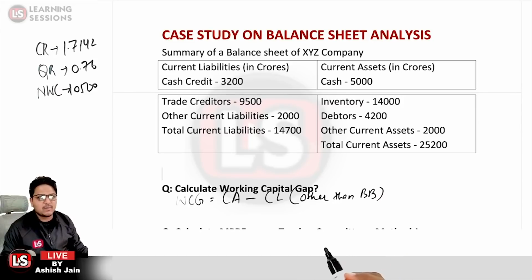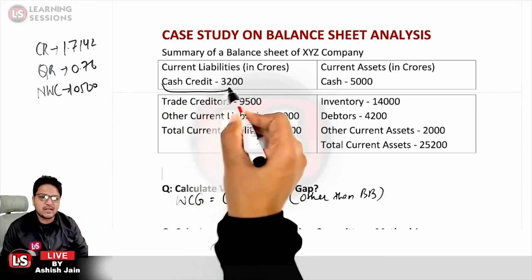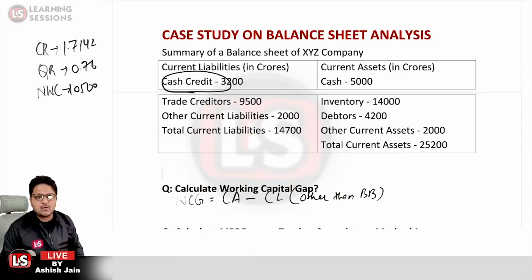What are the bank borrowings? Is it mentioned over here? Yes, the cash credit component is related to what? It is related to the bank borrowings. So that is basically to be subtracted from the liability side.